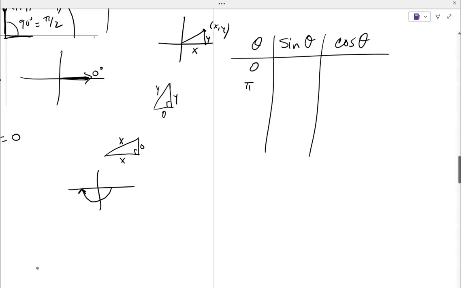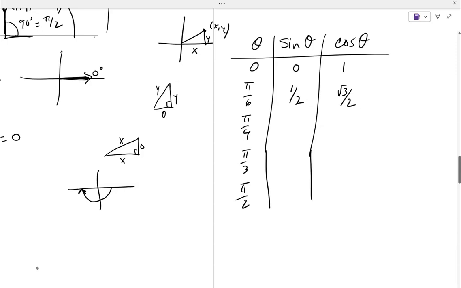So if we go 0 to pi over 2, I think I wrote it with degrees last time, but we'll do it in radians this time. If theta is 0, what is sine of 0? 0, and cosine is 1, right? And then we start going with the other ones. Pi over 6 is going to be, for sine, one half. And for cosine, square root of 3 over 2.